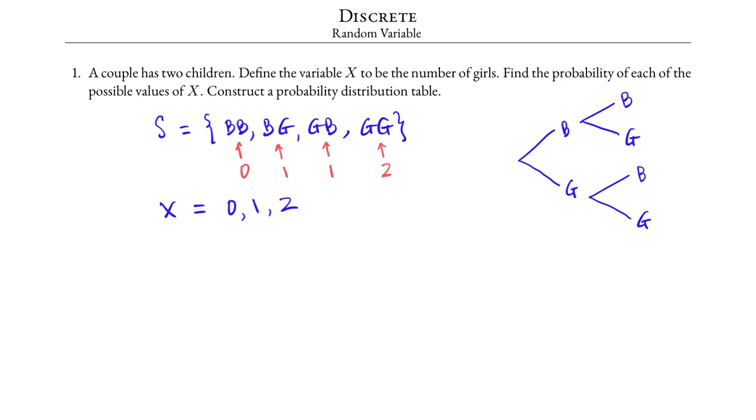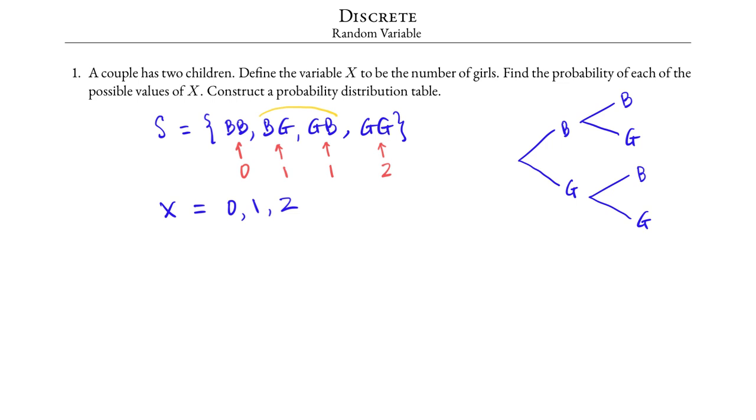What are the possible outcomes where x is 0? That is only when they have boy, boy. What are the possible outcomes when x is 1? That is when they have either boy, girl, or girl, boy. BG represents the first child is a boy and then the second is a girl, and GB represents the first child is a girl and the second child is a boy. But regardless, there are two possible outcomes when x equals 1. And when x equals 2, there is one possible outcome.